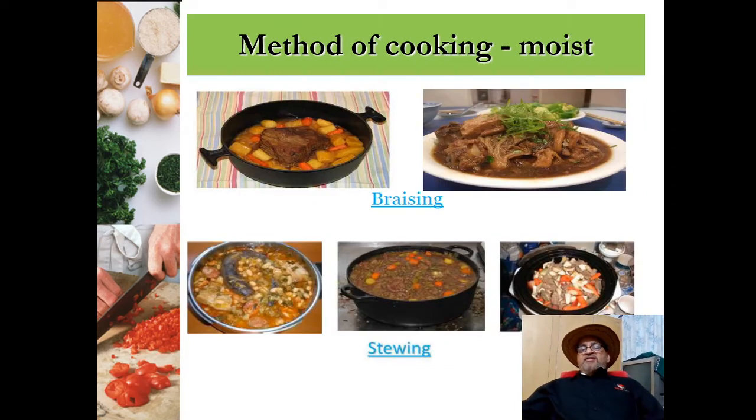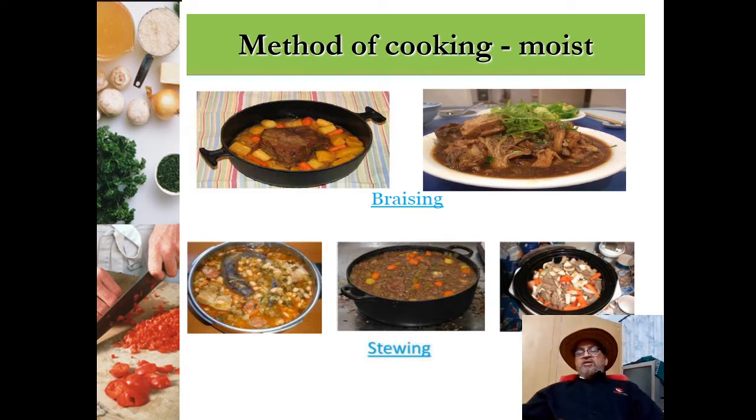Then we have braising and stewing. These are slightly difficult to comprehend, but if you listen to me carefully, you will understand what is braising and what is stewing. Braising is a combination method of cooking with the help of fat and stewing. Before I explain braising to you, I must explain stewing to you. Stewing is a combination method of boiling and steaming simultaneously.